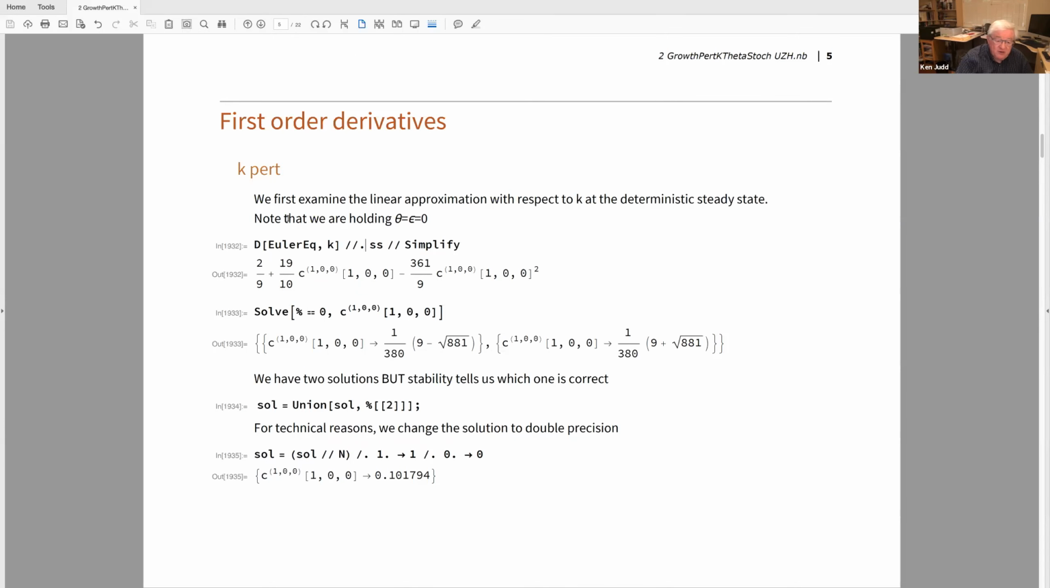So first of all, we're going to find the first order derivatives in the deterministic problem of the consumption function with respect to K and theta. So take the derivative of the Euler equation with respect to K, and then impose steady state. That means epsilon is equal to 0, theta in the steady state is 0, and K equals 1. And so you end up with a quadratic equation in terms of the derivative with respect to K. Solve it out. Stability tells us which one is the solution. And so this is the solution here.